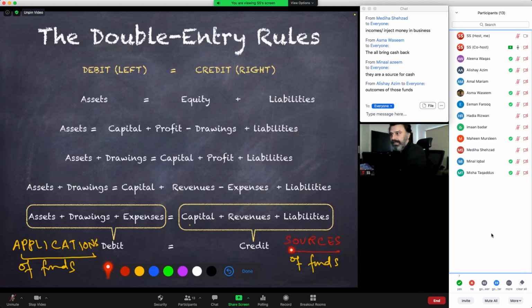They all represent sources of funds. That's how the business generates itself sources. And the debit side is what we call the left side, which consists of assets, drawings, and expenses. What do they have in common? They all represent application of the previously generated funds.